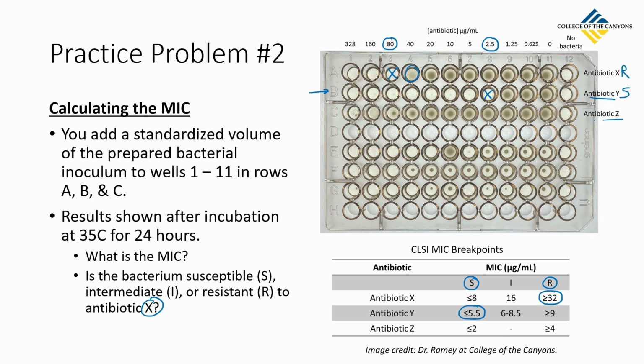And then for antibiotic Z, it looks like there might be a little bit of turbidity right here in well C2, so we're going to say that well C1 has the MIC concentration of 328 micrograms per mil. So for antibiotic Z, 328 is way above the 4 micrograms per mil threshold. So again, the bacterium is resistant to antibiotic Z.